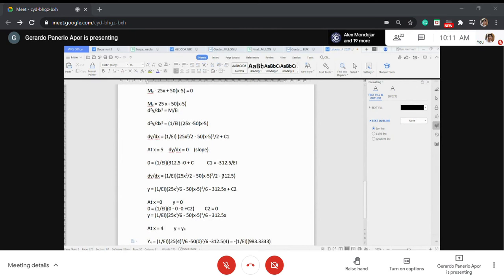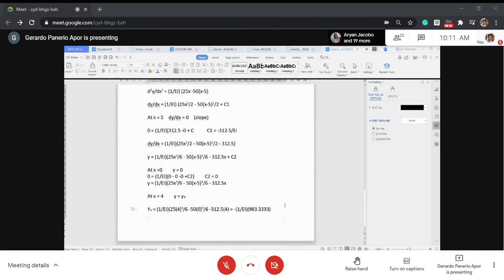So that is how you do it in the double integration method. It's really mathematical, but that will help you.